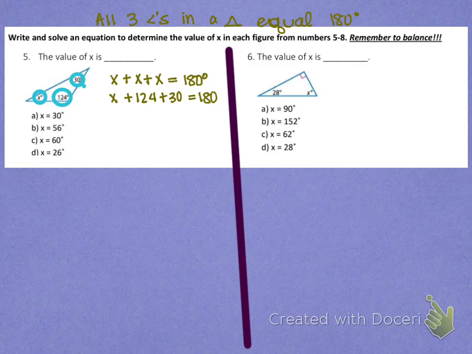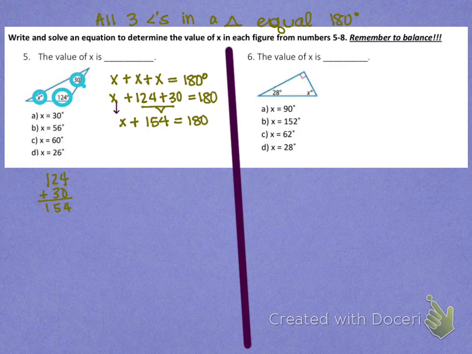Then I'm going to simplify the left side of my equal sign. I'm going to add those together. I didn't do anything with x, so I just bring x down. So x plus 124 plus 30. 4 plus 0 is 4. 3 plus 2 is 5. And then 1. So that's 154 equals 180. Now I use my rules of solving an equation. Draw my line down the equal sign, and then inverse operation.